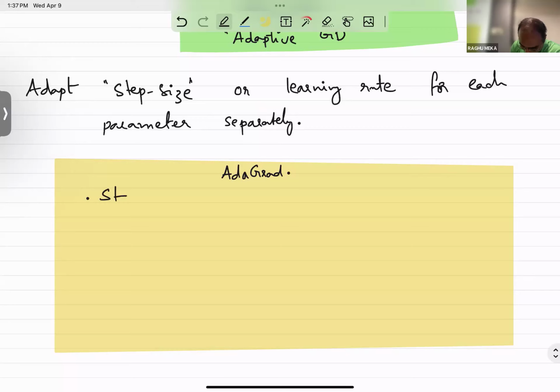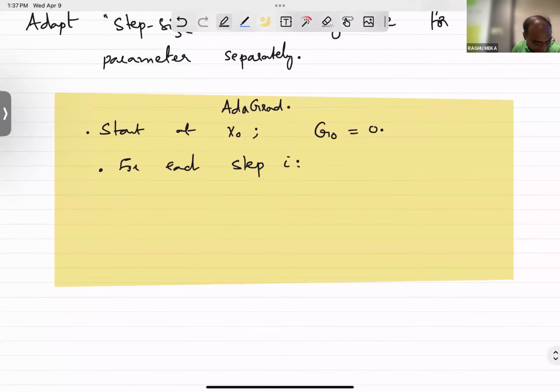Okay, so start at x0 and G0. This G0 is going to be the aggregate variance we've seen in the gradient so far. That's the way to interpret it, and once I write down the formula, it will be clear. Okay, so for each step i, what do you do?